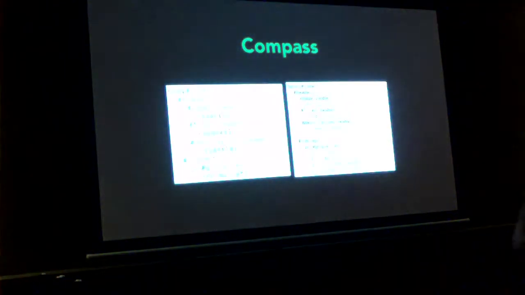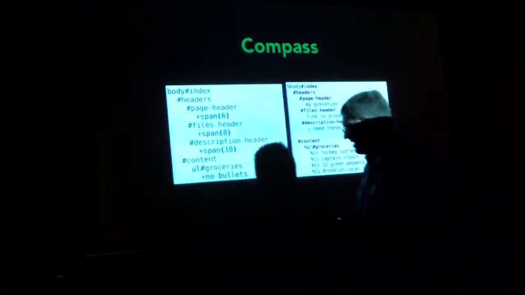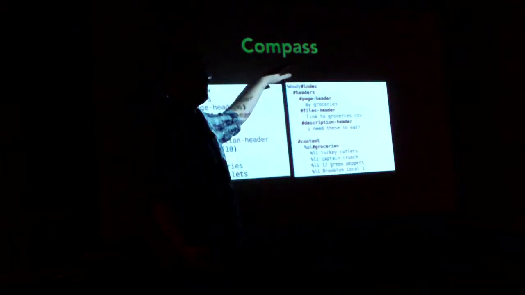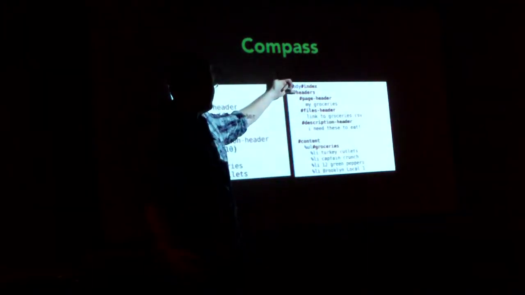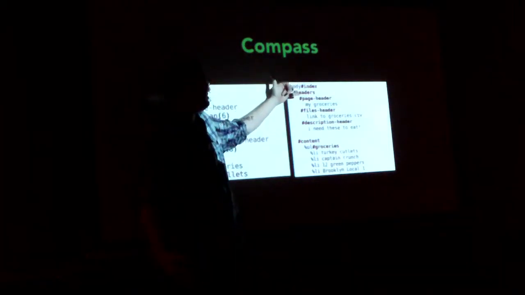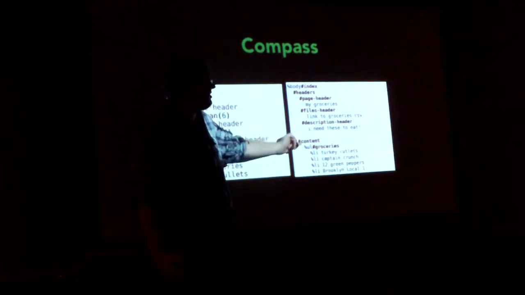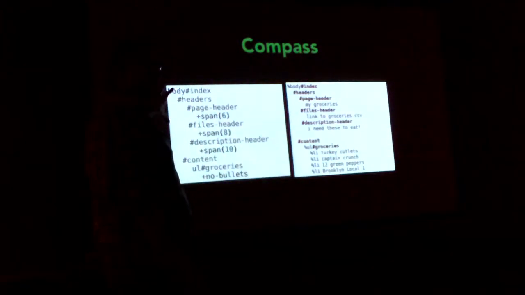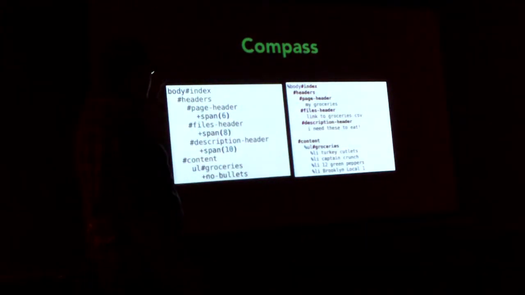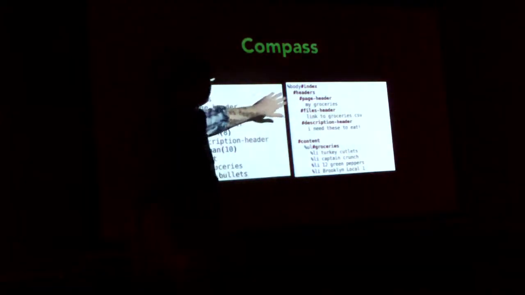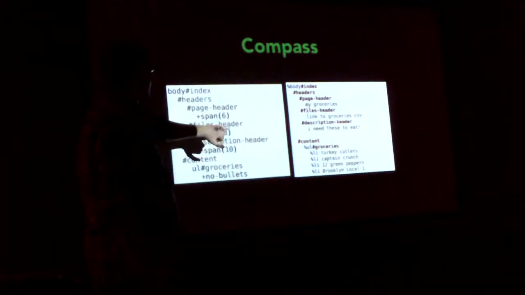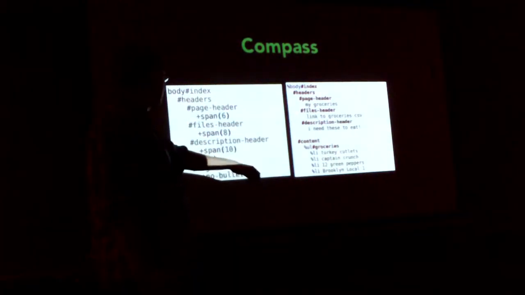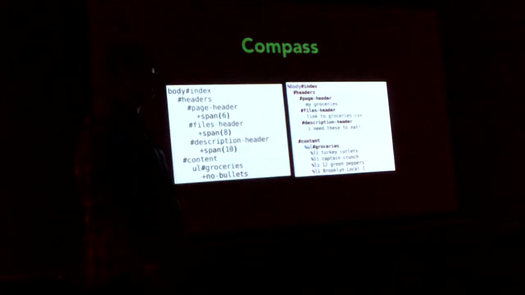So here is a column-based layout for the Compass. In HTML, I just do semantic markup. I have a headers div, page header, subdiv, files header, description header, a content div with my grocery list in it. And over here in the CSS is where I actually put all the columns in. So I want the page header, which says my groceries, to be 6 columns, the files header to be 8 columns, the description header to be 10 columns, and the grocery list should not have any bullets in it.